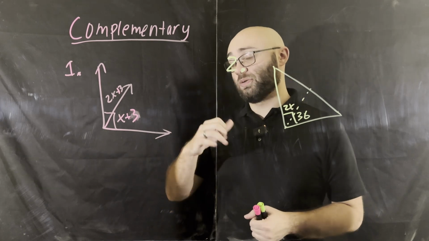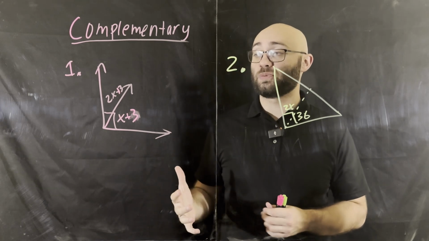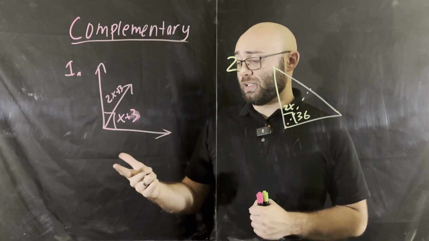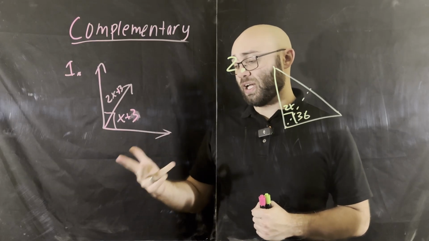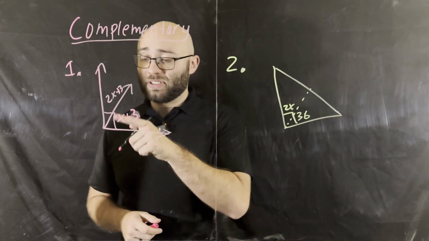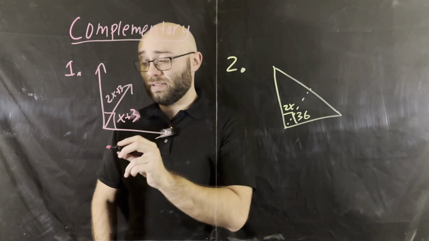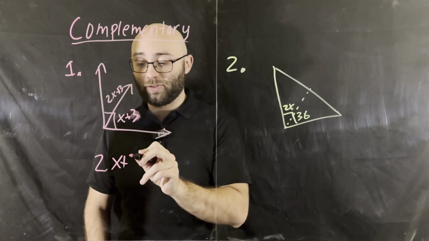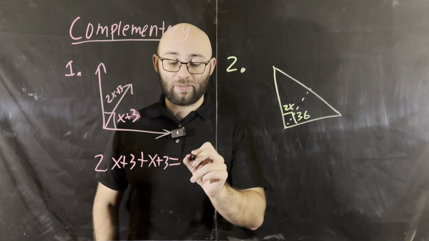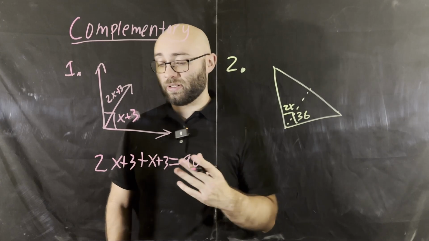So once again, when we're approaching these problems, we need to ask ourselves, are we setting it equal to one another? Are we setting it equal to 180, or are we setting it equal to 90? Here we're setting it equal to 90. Because I got my little box here, so I know that this angle is 90, so I get 2x plus 3 plus x plus 3. I'm setting all of that equal to 90, and then I'm solving.